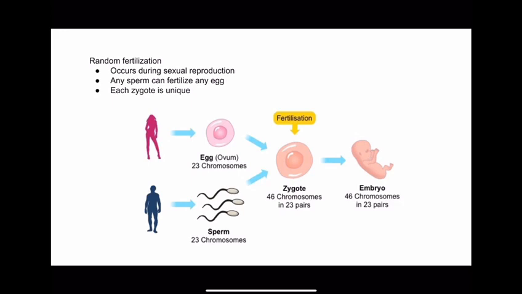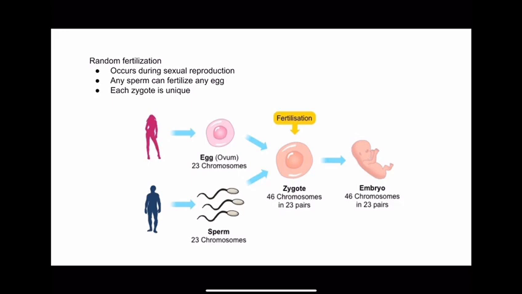So during fertilization, multiple sperm compete to fertilize a single egg, but only one sperm can be the winner. The chance of any particular sperm fertilizing the egg is completely random and independent of any other egg or sperm. This means that the offspring has a unique set of genetic information. So random fertilization is an important component to genetic variation in populations, which in turn affects the ability of populations to adapt to changing environments.